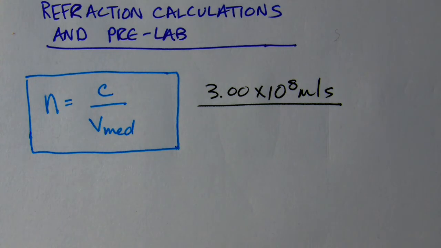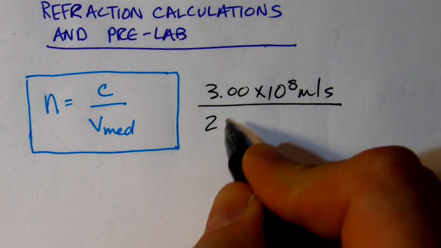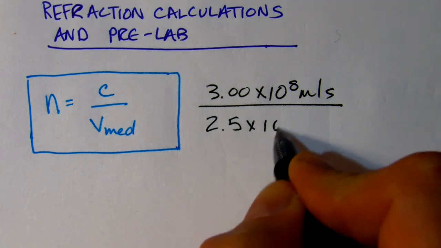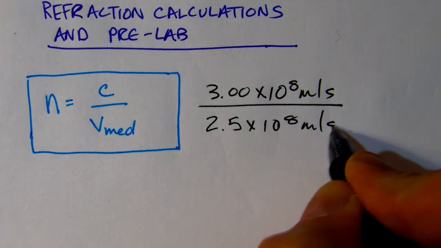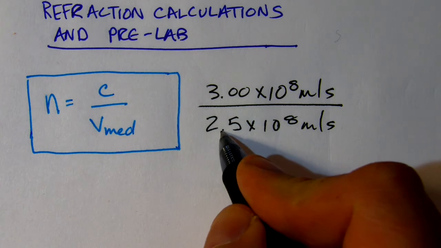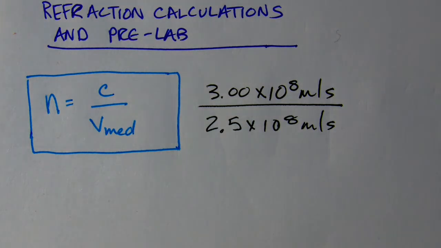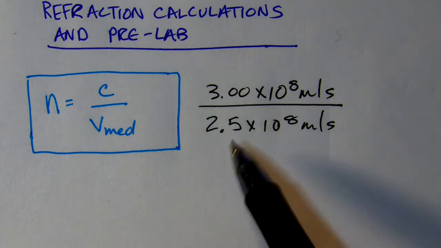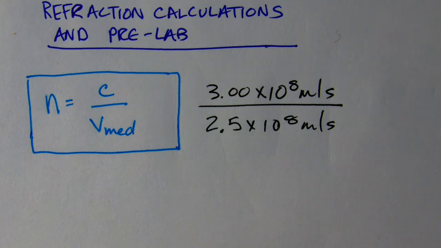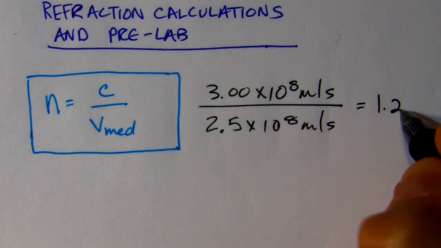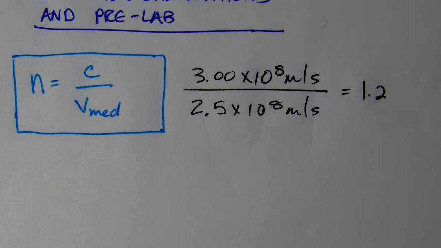And so things that are what we call optically dense, for example, glass or plastic or water, right? We would have something like this. And so maybe light doesn't slow down too much, but this would be 1.2, right? 30 over 25. So this would have an index of refraction of 1.2, which means it doesn't bend very much.